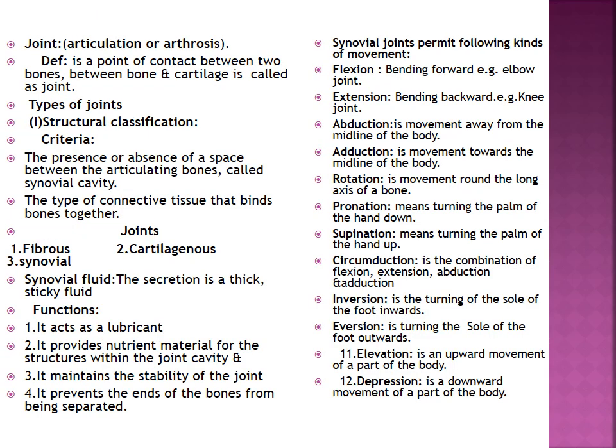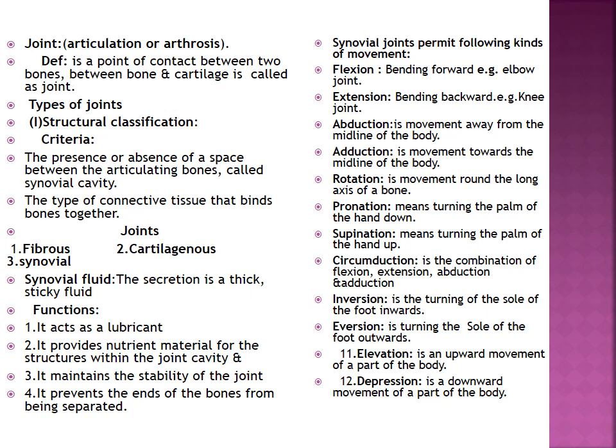Then joints. When many bones come together they form a joint, and a joint is mainly for the locomotion of the human body. There are different joints like fibrous, cartilaginous, and synovial joints, and inside the joint there is a fluid called synovial fluid, which acts as a lubricant, provides nourishment, maintains stability, and prevents the end bones from getting separated from each other.